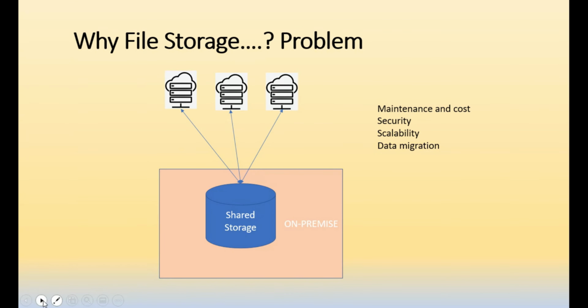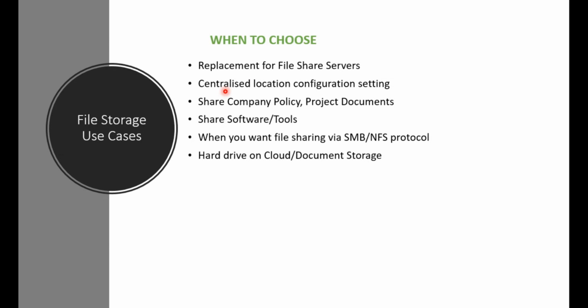In this case, this is one of the use cases, and there might be a centralized location for configuration settings. Suppose there are hundreds of applications or servers referring to the configuration files from a centralized location. If you want to have that centralized location in one place, then you can use file storage. And there might be company policies, project documents, or standardization documents that you want to keep as a backup, or keep to share with multiple people across the organization. Then you can go ahead and choose file storage.